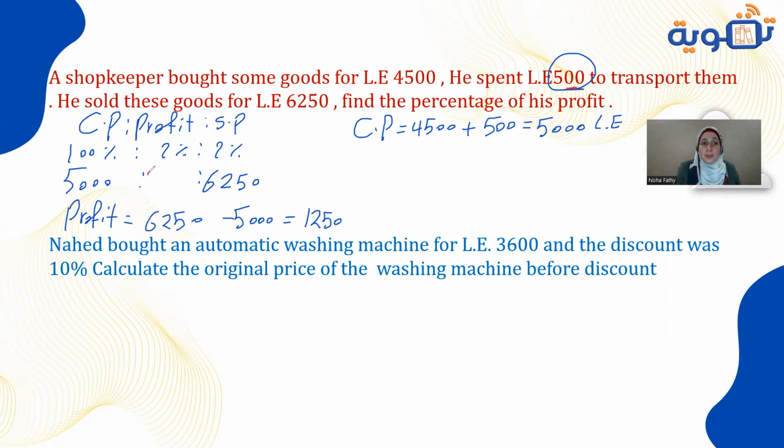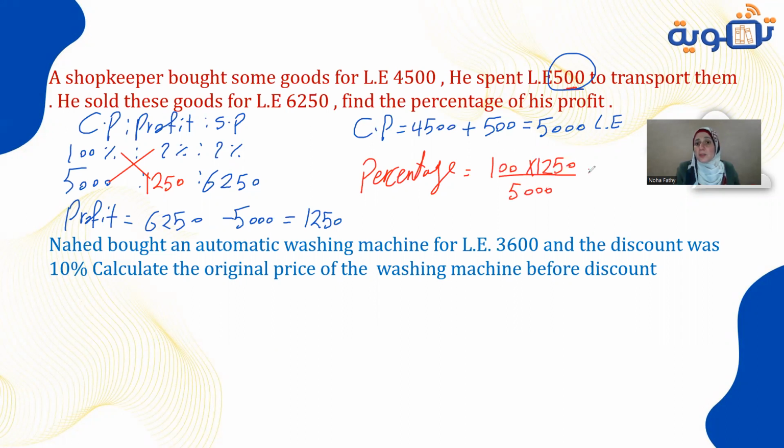So I will write the amount of the profit here, then make cross multiplication to find the percentage of the profit. So percentage equals 100 times 1,250 divided by 5,000. Then I will multiply it, and it equals 25%.